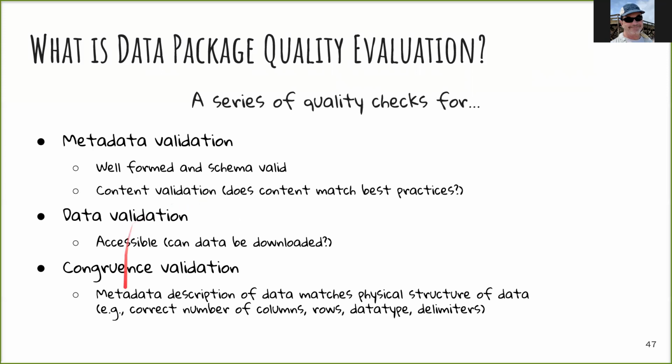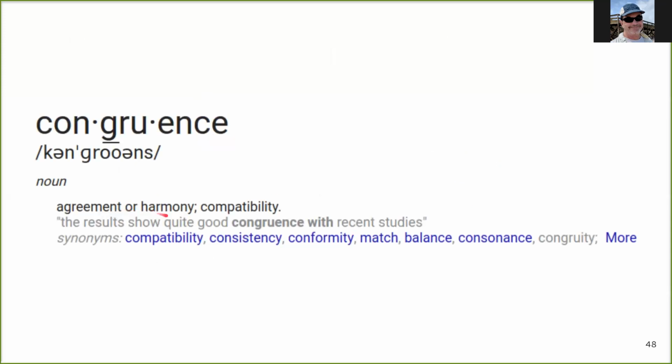And then finally, we do what we call congruence validation. In essence, what it's doing is looking at what you have provided in the metadata and comparing that to the structural information of the data itself and making sure that those two are congruent. In other words, that in the metadata you have the correct number of columns, the correct number of rows, the data types are good, you have the right delimiters and things like that, so that it's all valid. Again, congruence just simply means agreement or harmony, and we take that to heart when we're talking about the metadata and the actual data.